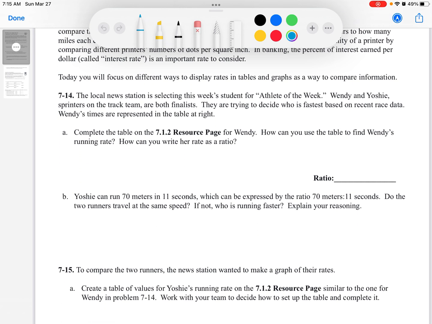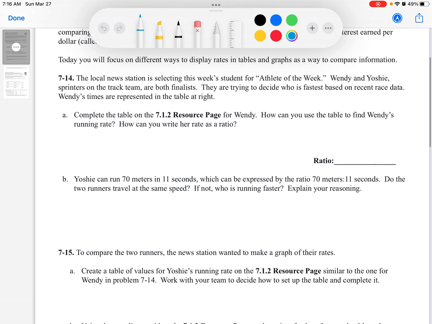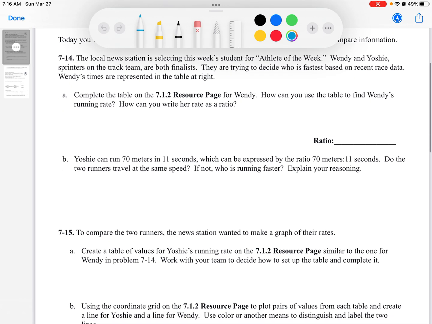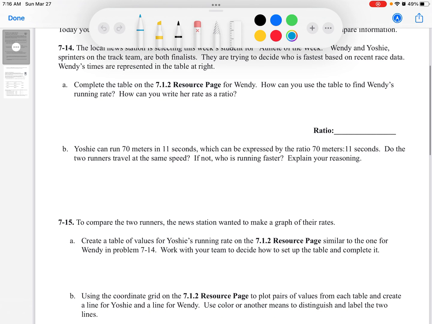We'll start with first some racing data. So the local news station is selecting the week's student for Athlete of the Week. Wendy and Yoshi, sprinters on the track team, are both finalists. They're trying to decide who's the fastest based on the recent race data. Wendy's times are represented in the table, not at right, but on this resource page. Complete the table for Wendy, and then how can we use that table to find Wendy's running rate?